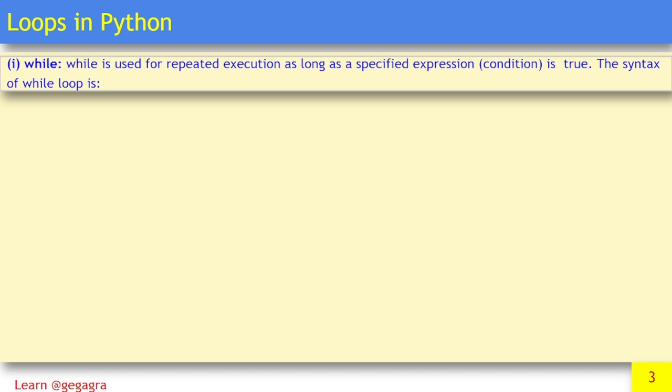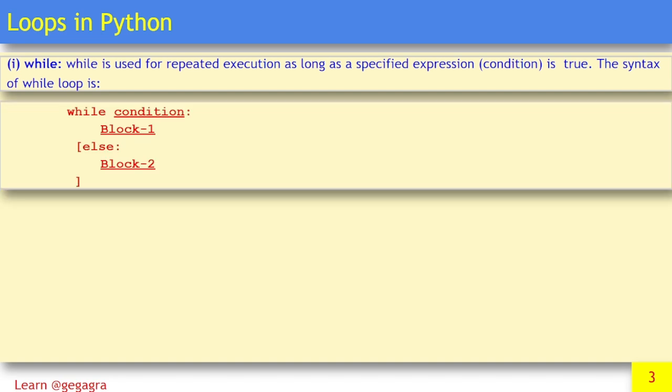The syntax of the while loop is, so see it very carefully, the syntax of while is like this: while, then you have to give the condition, then give the colon, then press the enter key so that the next statement is indented, and from this margin you start writing the block. So as long as the condition given along with while is true, block 1 is executed.